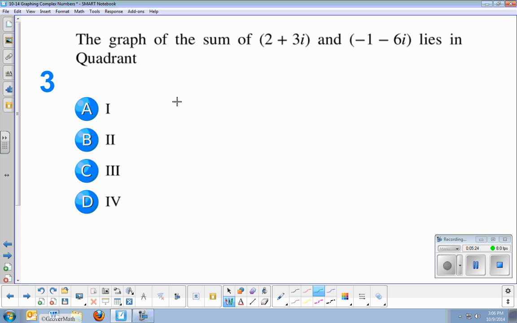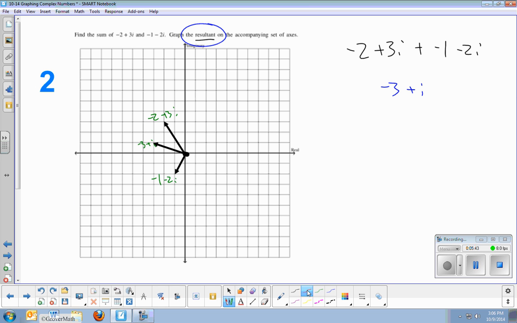All right, so that's enough for the graphing, except this one says graph the sum of these. The graph of the sum of these lies in what? So when you add these together, you would get 1 minus 3i, and they want to know what quadrant that is in.